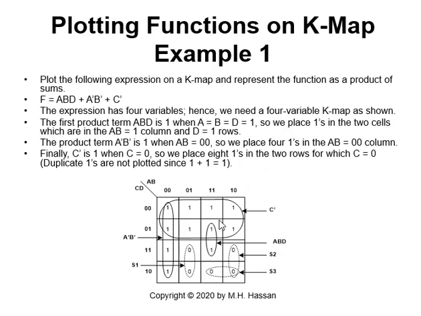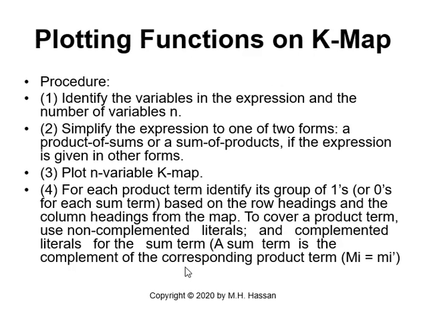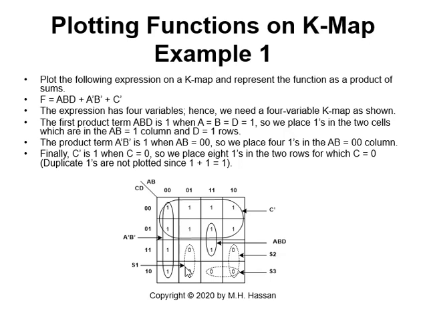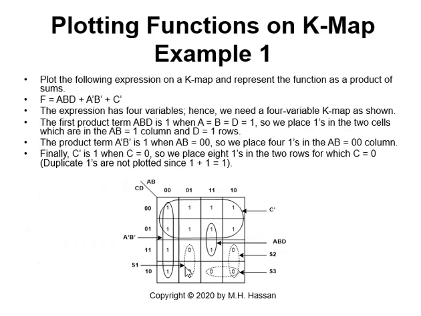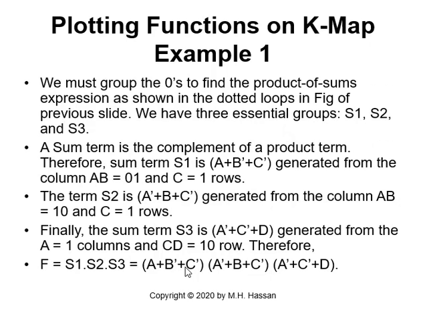Okay, so we have all the ones, and the remaining cells will be zeros. Now, we identified the map. So once I identified the map, I can express the function f as a product of sums. To do that, I will group the zeros. We must find the product of sums expression as shown in the groups of the figure in the previous slide. We have 3 essential groups, S1, S2, and S3.